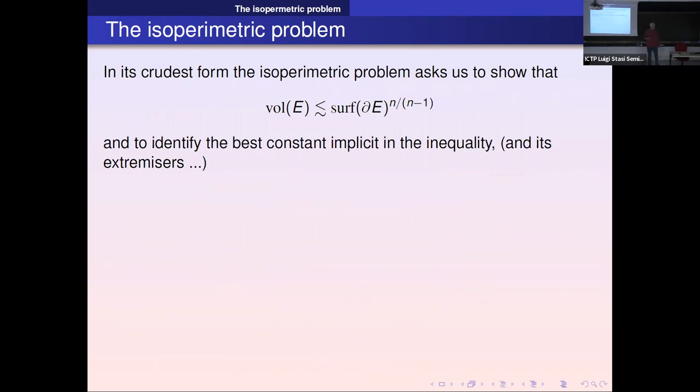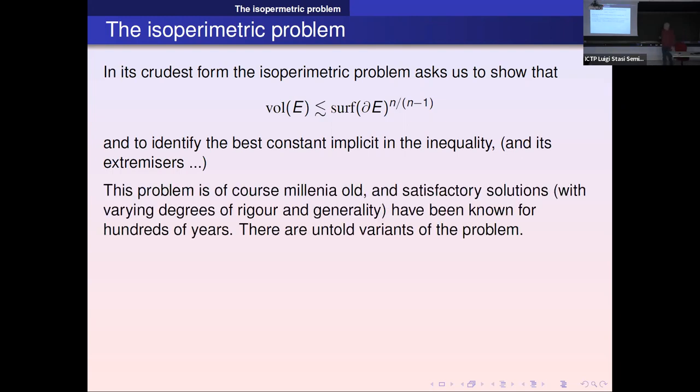Okay, so let's now go to the isoperimetric problem. So of course, in its crudest form, the isoperimetric problem asks us to show that we can control the volume of a set by the appropriate power of the surface area of its boundary. And of course, we'd like to identify the best constant and its extremizers, et cetera. And of course, this is a millennia-old problem. It goes back to the ancient Greeks. Satisfactory solutions, with any number of degrees of rigor and generality, especially here in Italy, have been known for hundreds of years. And there are, of course, untold variants of this problem. It's just the most emblematic simple problem, the one I mentioned there.